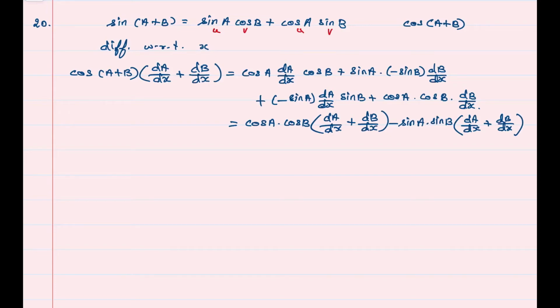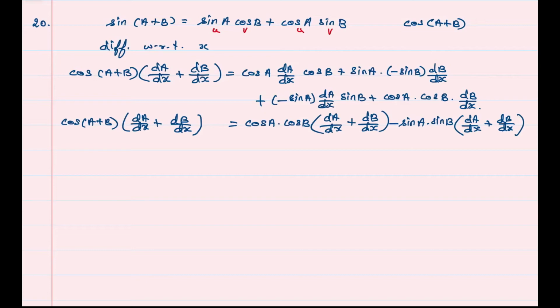And on the left hand side, we have cos of a plus b times dA by dx plus dB by dx. Cancelling dA by dx plus dB by dx throughout, we get cos of a plus b is equal to cos a cos b minus sine a sine b, and this is the result which we have to prove.